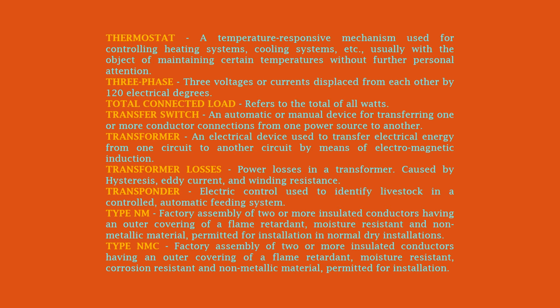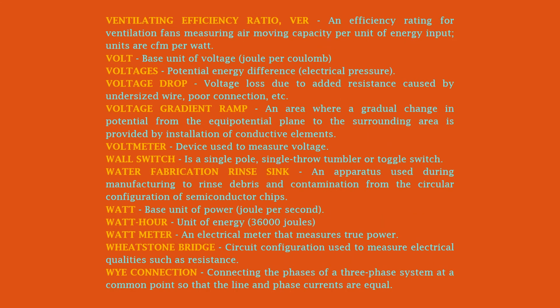Type NMC, factory assembly of two or more insulated conductors having an outer covering of a flame retardant, moisture resistant, corrosion resistant and non-metallic material. Permitted for installation. Ventilating efficiency ratio, VER, an efficiency rating for ventilation fans measuring air moving capacity per unit of energy input. Units are CFM per watt.